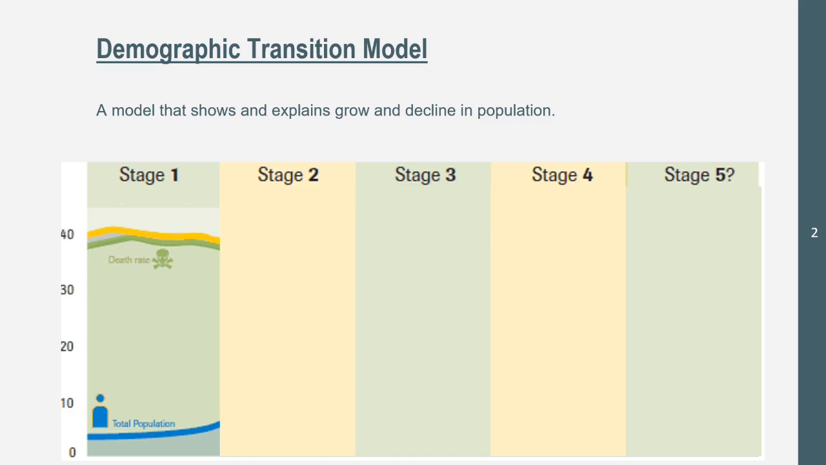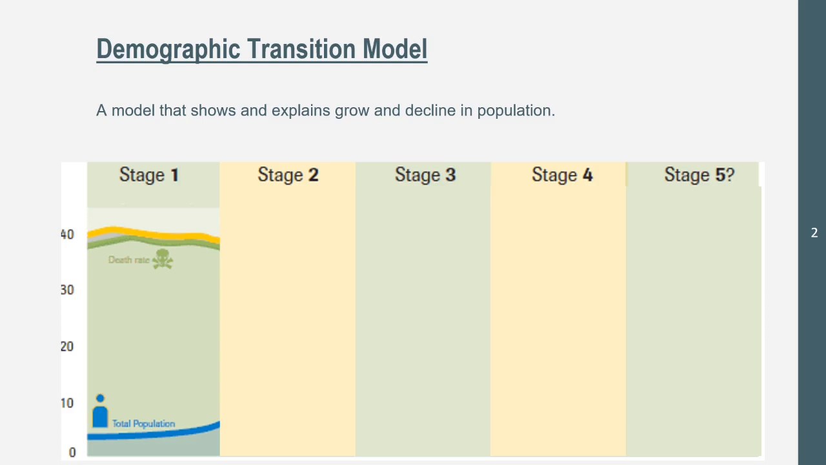So the first stage is stage 1. It has a high death rate and a high birth rate. Now you can see here on the graph that the death rate and birth rate are practically the same. This is going to cause population growth to not really happen. There may be a slight increase or there might be a decrease if the death rate is higher than the birth rate. But it's going to be pretty much steady throughout stage 1.